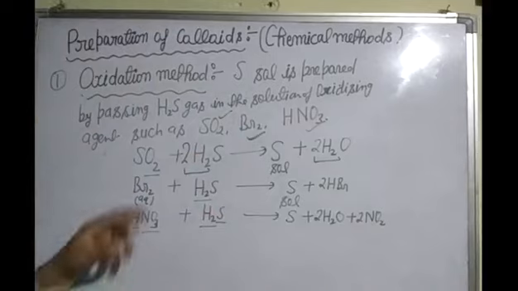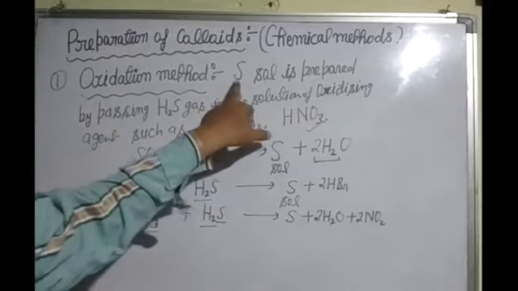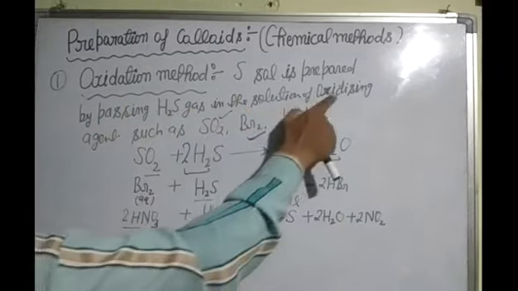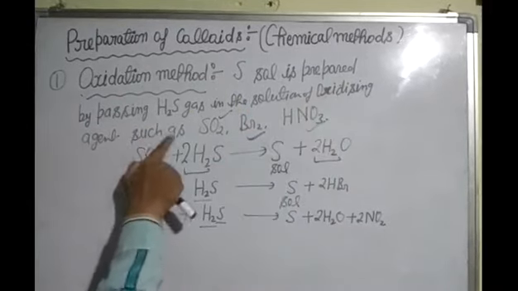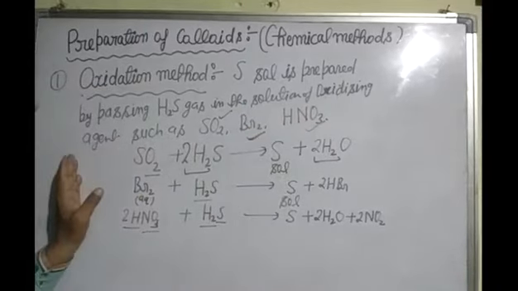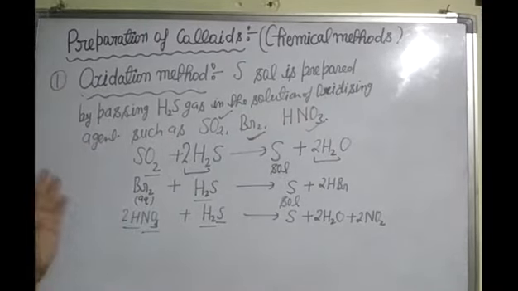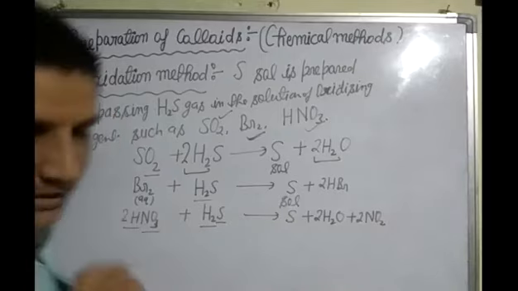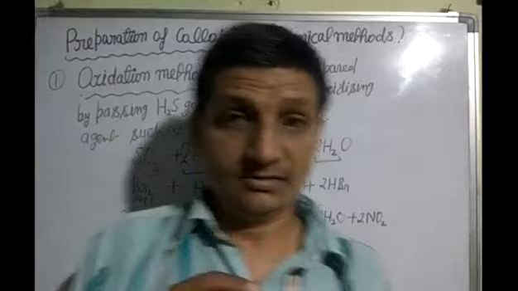So student, in the oxidation method, sulfur sol is prepared by passing hydrogen sulfide gas in the solution of oxidizing agents such as sulfur dioxide, bromine water and nitric acid. I hope you can understand this. You can learn this method easily. Oxidation method done. Second method is reduction method.